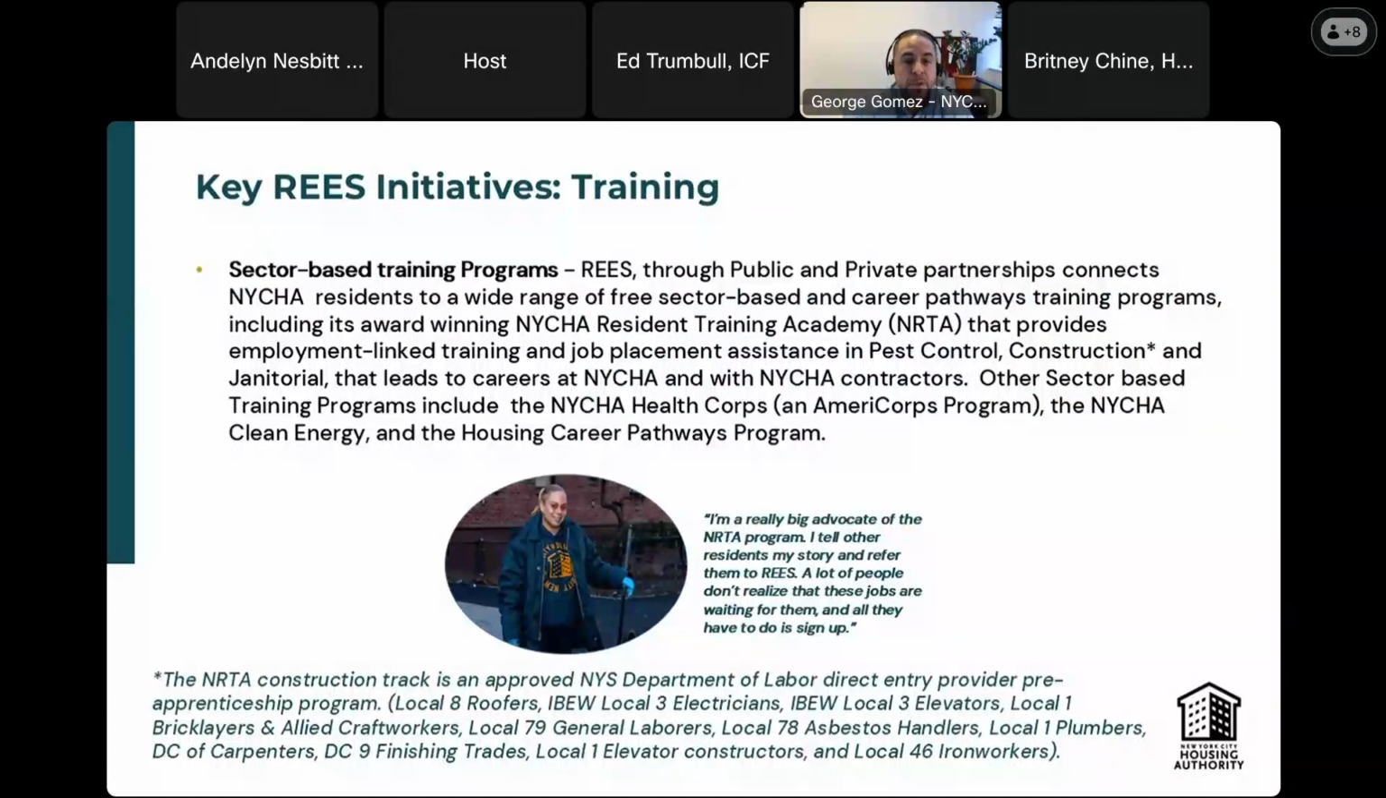So here we have sector-based training programs. Through public and private partnerships, Reese connects NYCHA residents to a wide range of free sector-based and career pathway training programs. One, for example, is our flagship and award-winning program known as NYCHA Resident Training Academy, NRTA, or NERTA for short, which provides training and job placement assistance across 3 tracks. Those 3 tracks are pest control, construction, and janitorial, which all 3 of them in some capacity lead to careers either at NYCHA and/or with some of our NYCHA vendors.